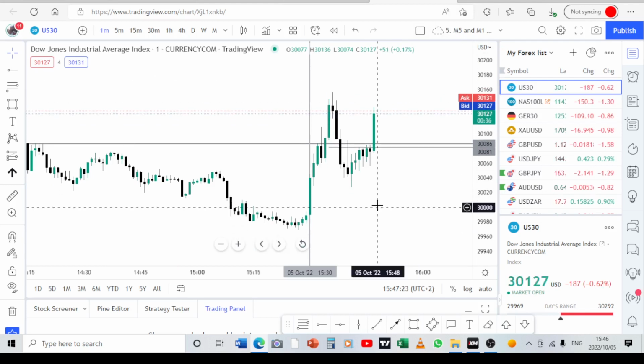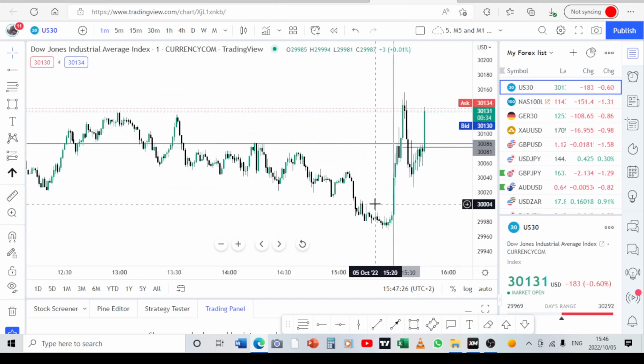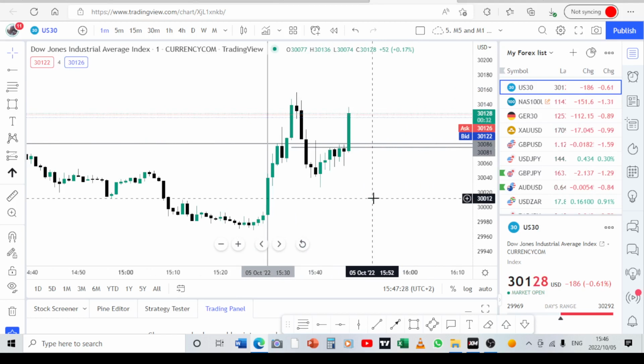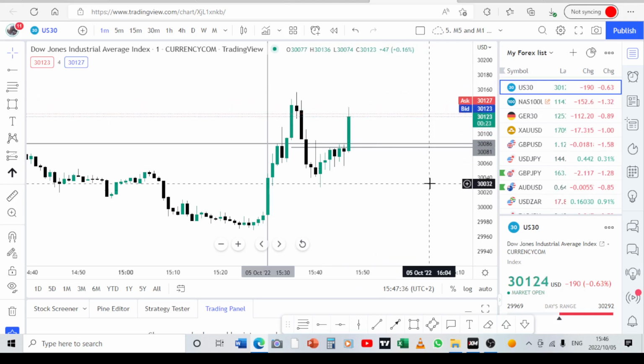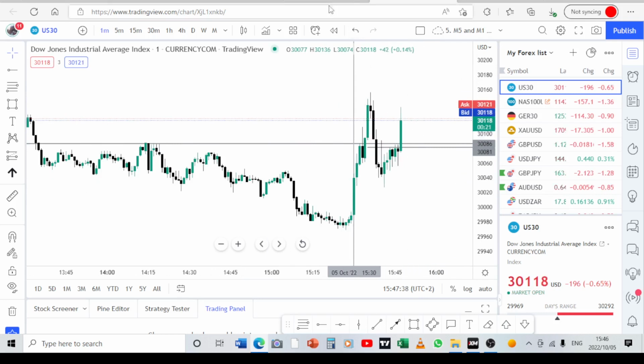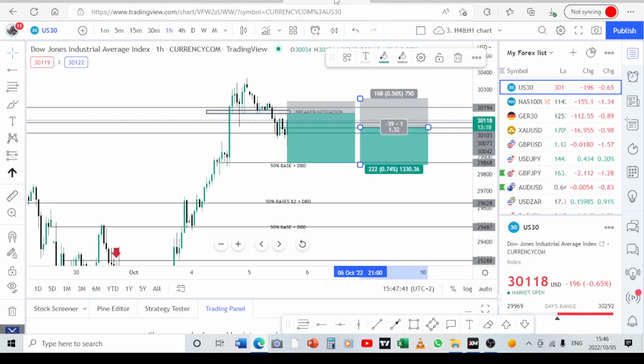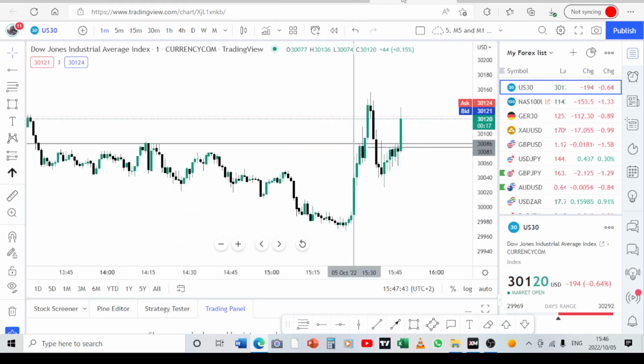Anyway, I'm glad that I played this one live, guys, even if the stop losses get hit. Remember, I moved my stop losses somewhere around here. So even if they get hit, I'm glad I did play this one live.